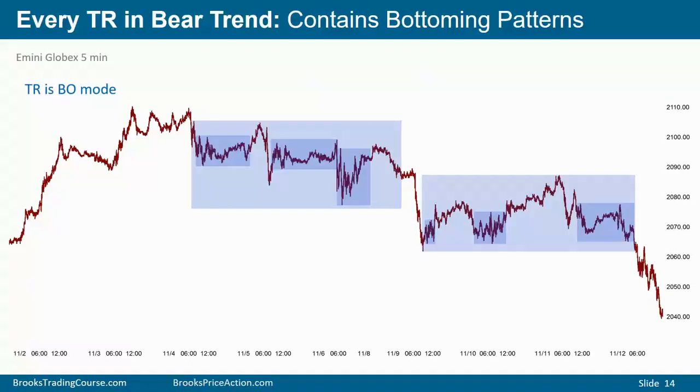Trading range typically is breakout mode. Breakout mode means the probability of a reversal up is equal to the probability of trend resumption down. However, the market's in a fairly tight bear channel on a higher time frame chart, and that means even if you do get a bull breakout, the odds are the market's going to continue lower. Every trading range in a bear trend has a bottoming pattern, and it also has a continuation pattern, bear flag. Every trading range in a bear trend is a bear flag, but there's always a bottom within it as well.